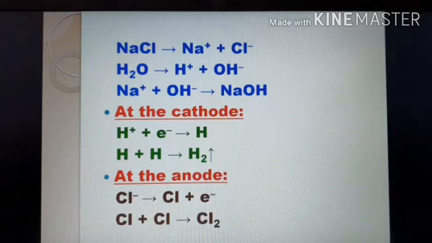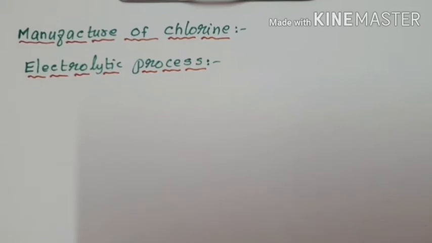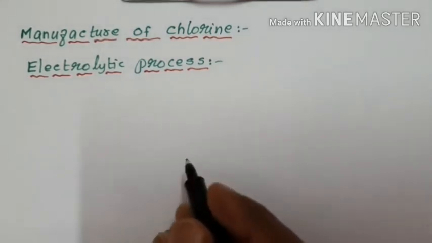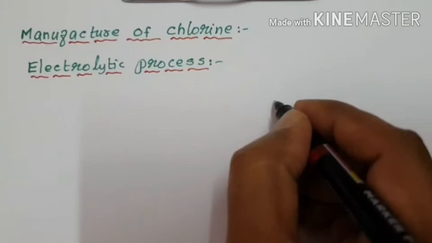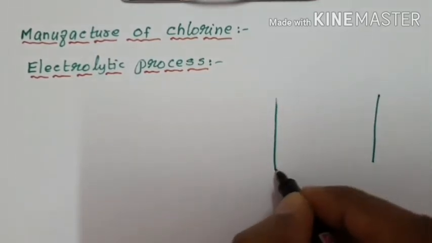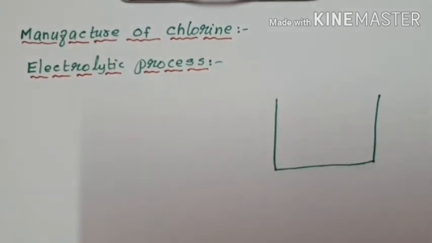Now, we are going to discuss how these reactions take place stepwise. Manufacture of chlorine by the electrolytic process. In the electrolytic process, an electrolytic cell is used. It consists of an electrolytic bath which contains the electrolyte.